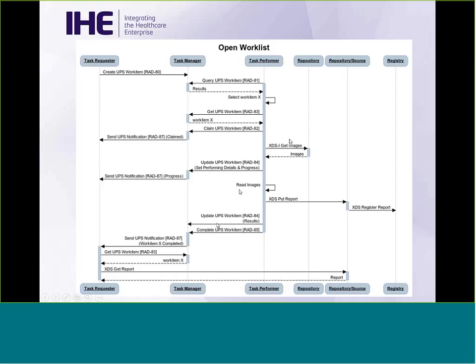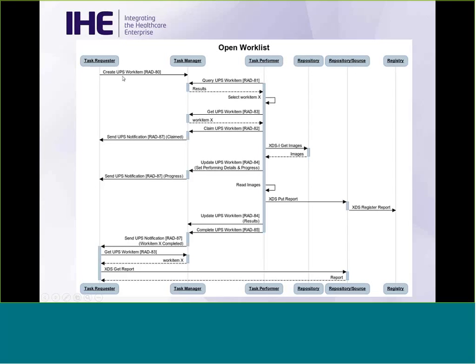So to give you a sense of what this would look like, we'll take a look at the open work list case. You can see across the top here the main actors in the profile, which is there's a task requester, a task manager, and a task performer. We've been working on a few profiles in the area of work list and work list management for post-processing and the like, and so these names are repeated from there. Now in this example, we'll be showing you the XDSI approach to doing the data flow. So on the data side, we'll see the repository and the registry.